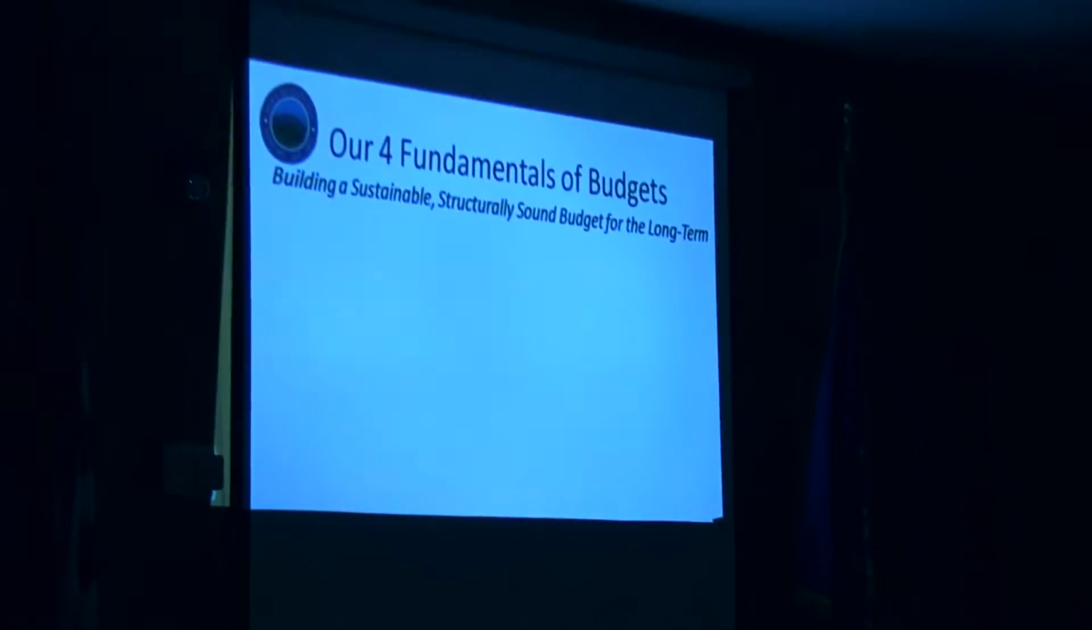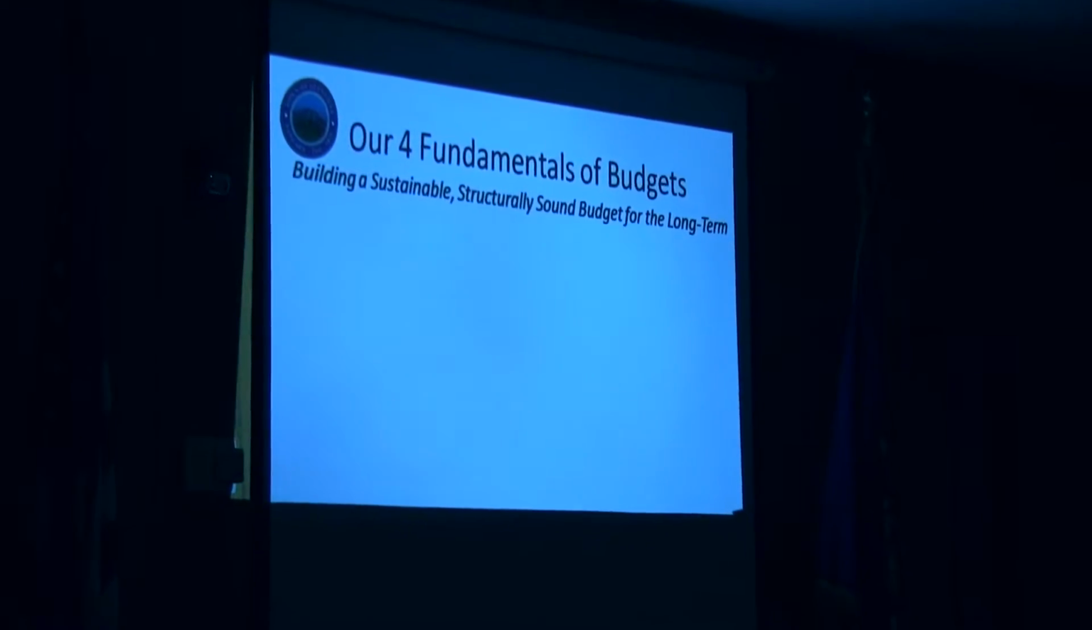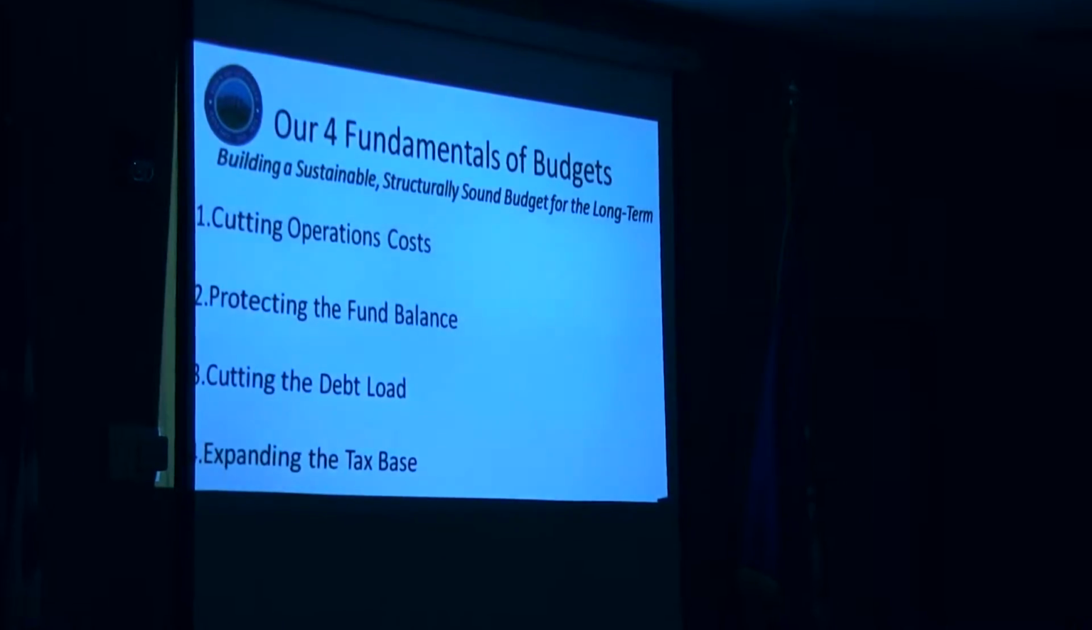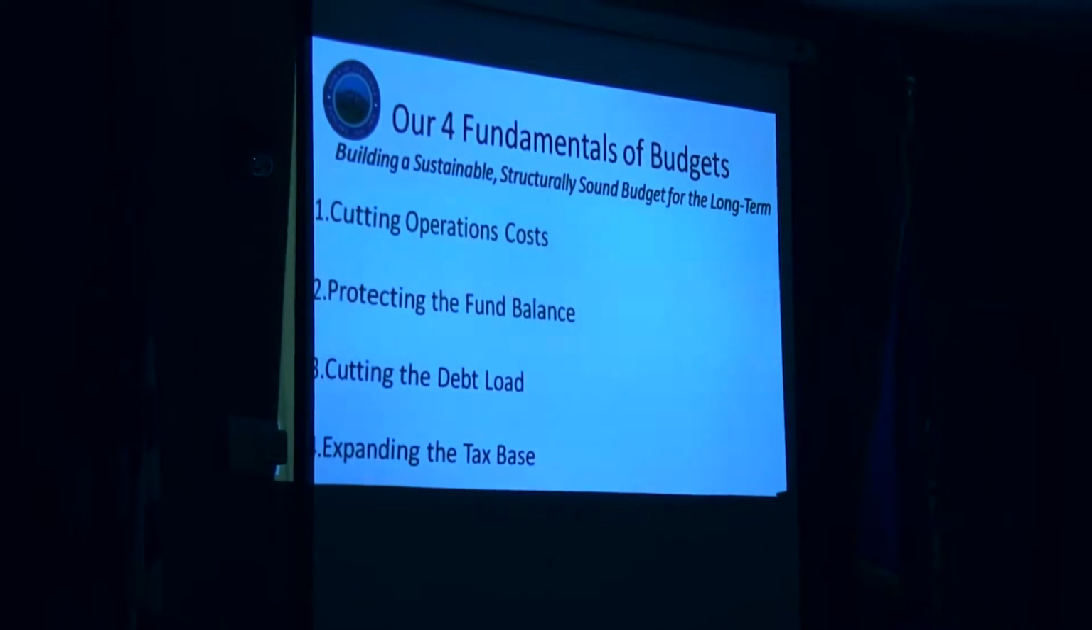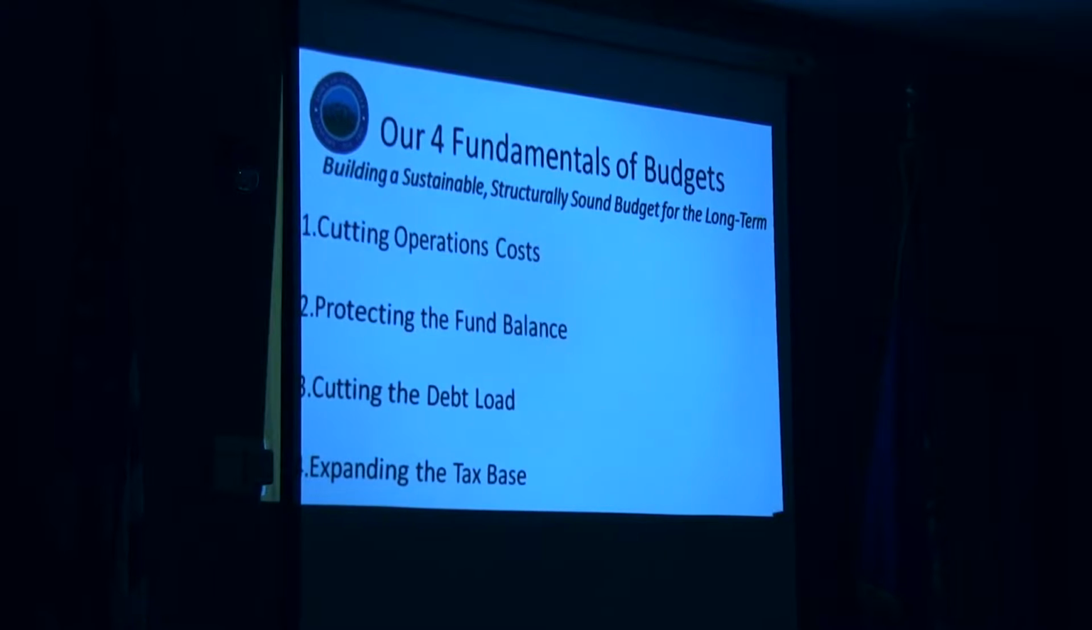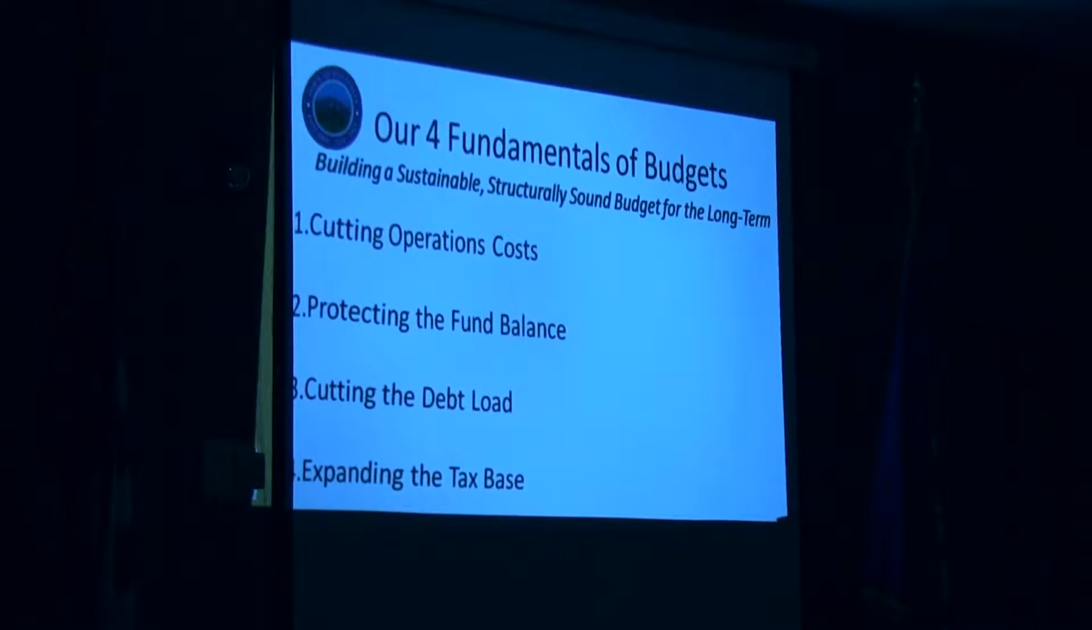So the town board has been working under what we call fundamentals, and we have four fundamentals of building a budget. They are cutting operational costs. Over seven years, we'll get into that, we've cut operational costs. The second is protecting the fund balance.